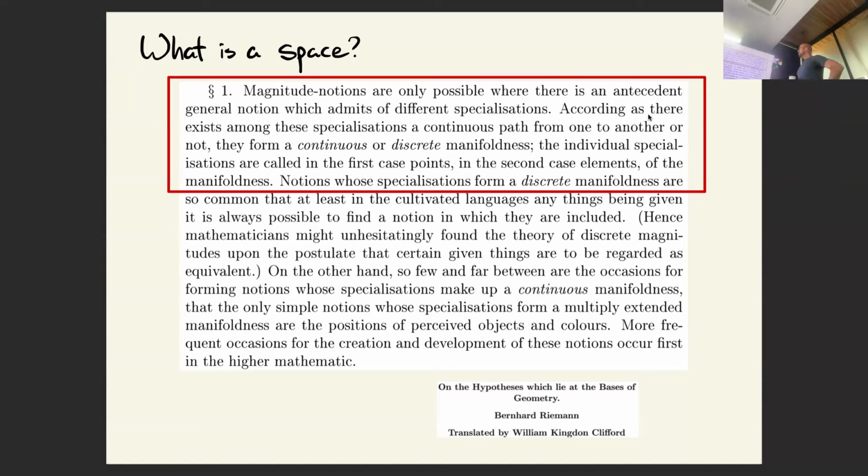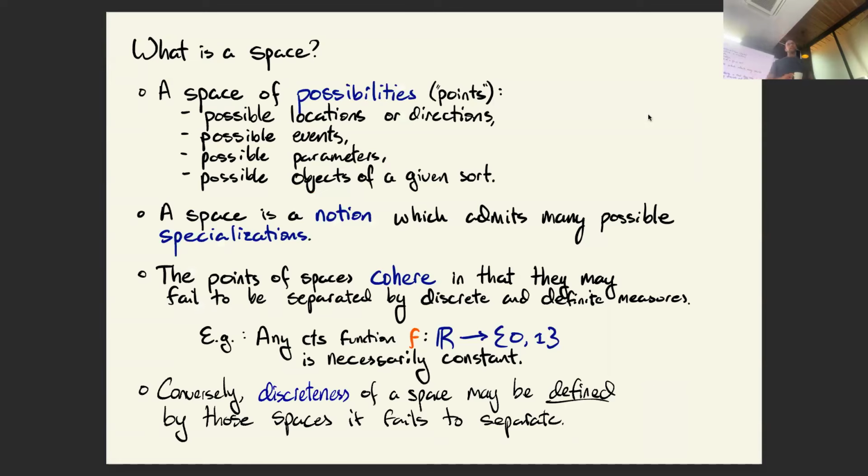Magnitude notions are only possible where there is an antecedent general notion which admits of different specializations. According as there exists among these specializations a continuous path from one to another or not, they form a continuous or discrete manifoldness. The individual specializations are in the first case called points, and in the second case elements of the manifoldness. Right? Okay, so the idea here is that a space is a space of different possible specializations of an antecedent general notion.